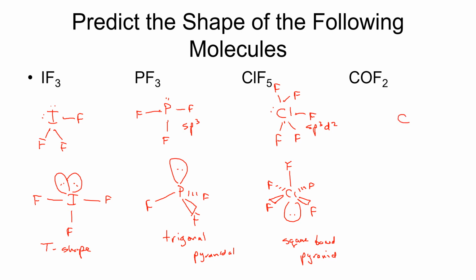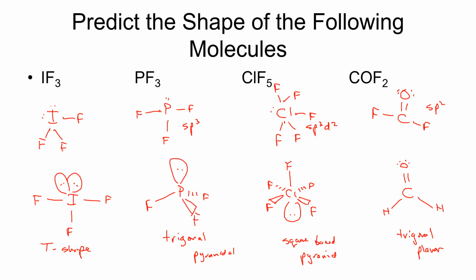Now we have a carbon here with an oxygen and 2 fluorines, right? So this is going to be an SP2 because there's 3 bond pairs there. And so that's going to give us our 120 degree sort of triangle shape. And we call this trigonal planar. It's a flat triangle. There you go, everybody. I hope that you learned some.